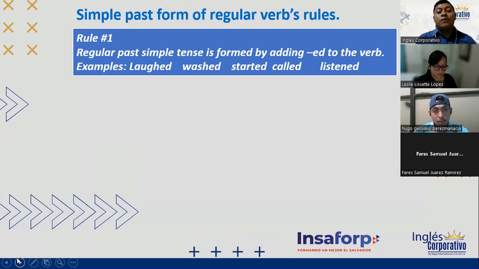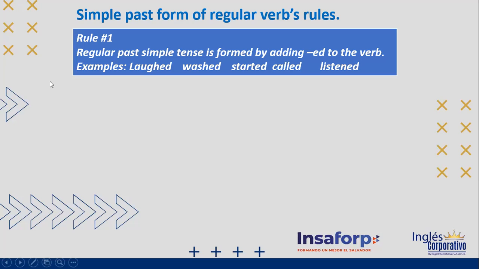We are going to learn the rules. There are some rules, right? To add ed. Vamos a aprender las excepciones para agregarle ed a los verbos regulares. So take a look at the rule number one. O la excepción número uno. Regular past simple tense is formed by adding ed to the verb. Vamos a agregarle al final del verbo ed a la mayoría de ellos. Example, laughed, washed, started, called, and listened.